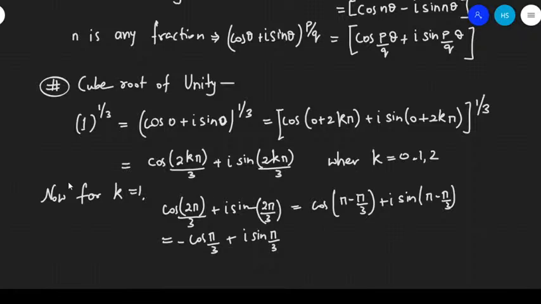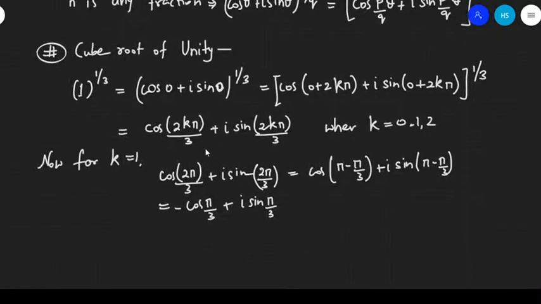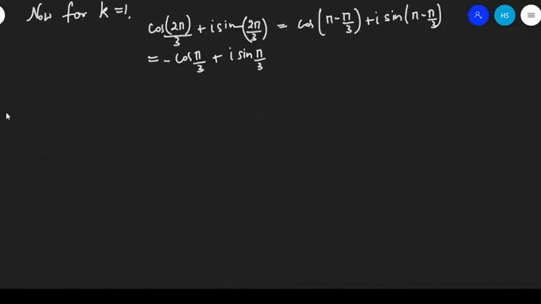The value of minus cos pi by 3 will be equal to minus half plus iota, and the value of sin pi by 3 will be root 3 upon 2. So this is equation 1.